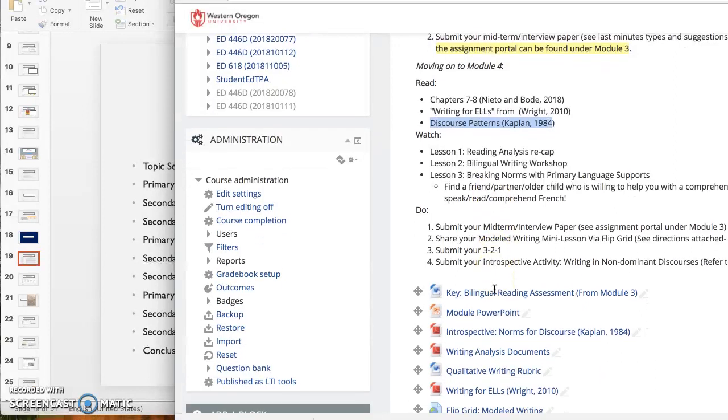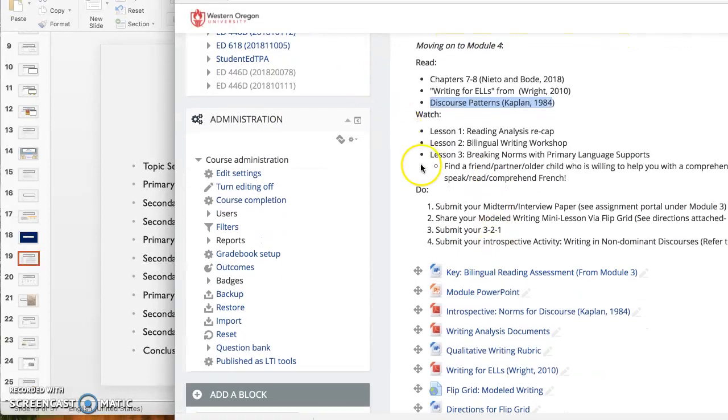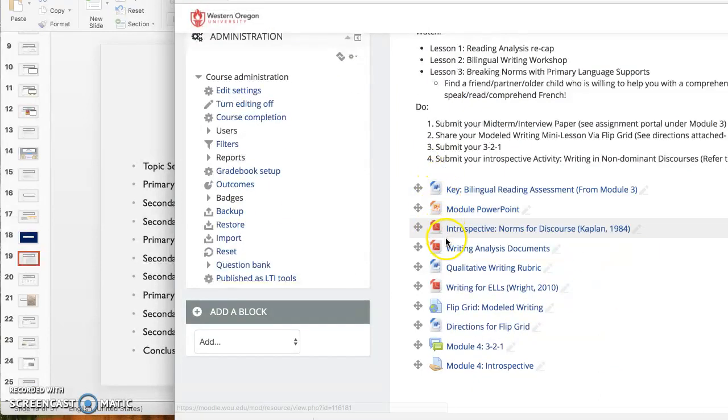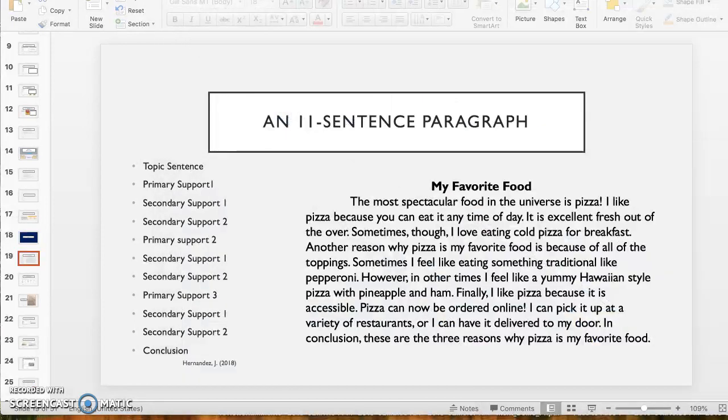And then I'm going to walk you through a little bit of a writing analysis. So all of your resources here, the writing analysis documents, the norms for discourse, the qualitative writing rubric, and the reading are all here on Moodle. So go ahead and pause the video and look for those and then come back.